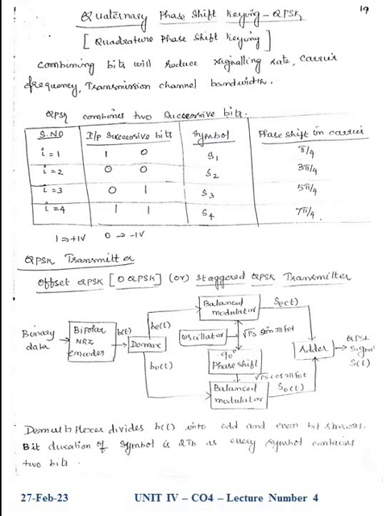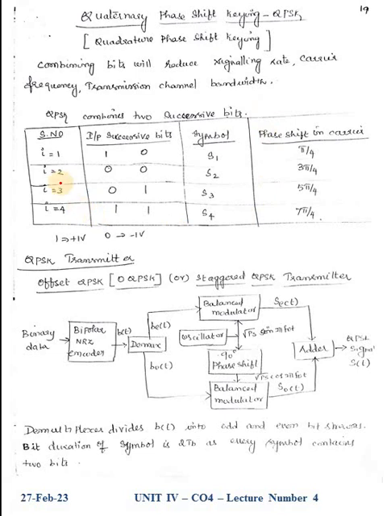So we can produce 2 power n combinations at a time, where n is equal to 2, that is the number of bits is 2, so we can produce 4 combinations: 00, 01, 10 and 11. That is why it is called quaternary phase shift keying or quadrature phase shift keying. Combining bits will reduce the signaling rate as well as the carrier frequency. Transmission channel bandwidth is also reduced. So these are all key points you have to remember for QPSK.